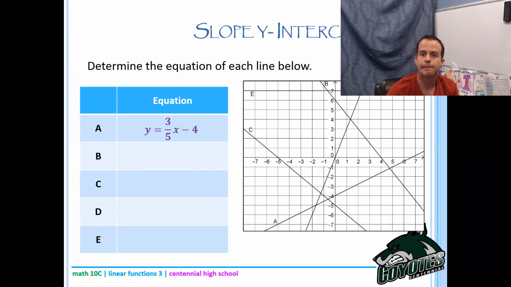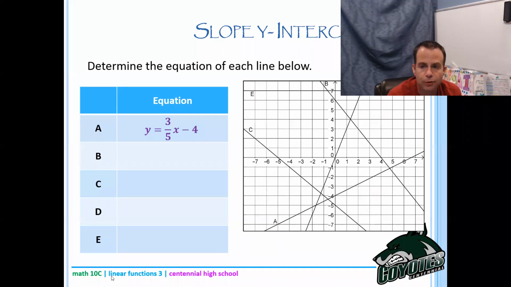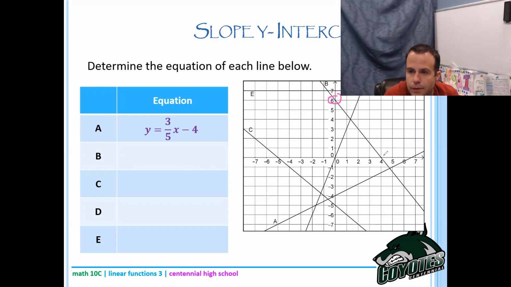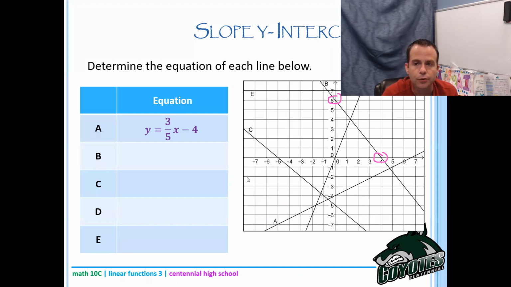Okay. For B, let me draw this in for you just in case you're having trouble seeing it. So I have a y-intercept of 6. I need to find another friendly point. This looks like a nice friendly point to me. So I'm going to go down 1, down 6 over 4. So that's a slope of -3 over 2 when I reduce. Okay, so -3 over 2 x, and then plus 6, my y-intercept.